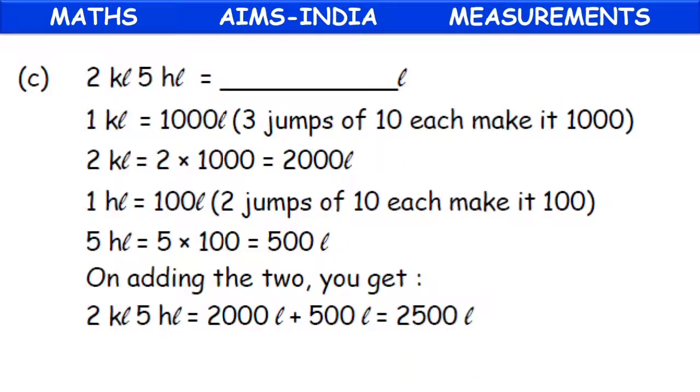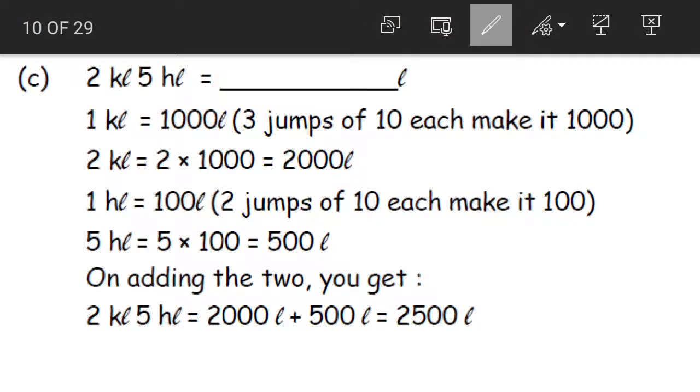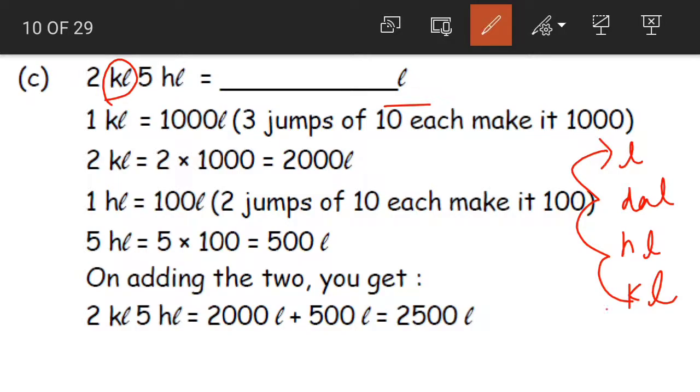4320 milligrams. And another question, 2 kiloliters, 5 hectoliters is equal to how many liters? Again, when we look at the hierarchy, we have liters, decaliters, hectoliters and then kiloliters. Yes? Now, to convert kiloliters into liters, 1, 2, 3. We need 3 jumps. So we need to multiply kiloliters by 1000.